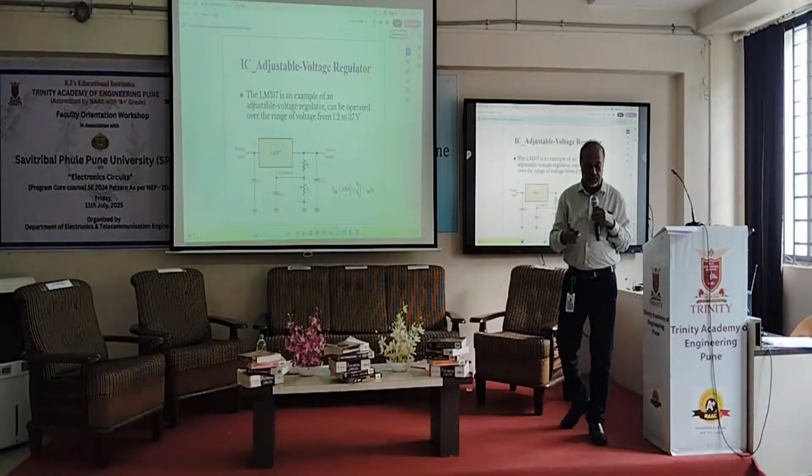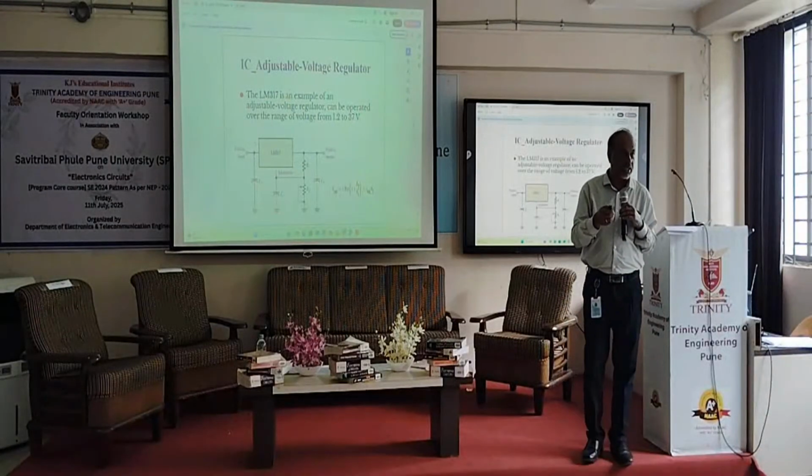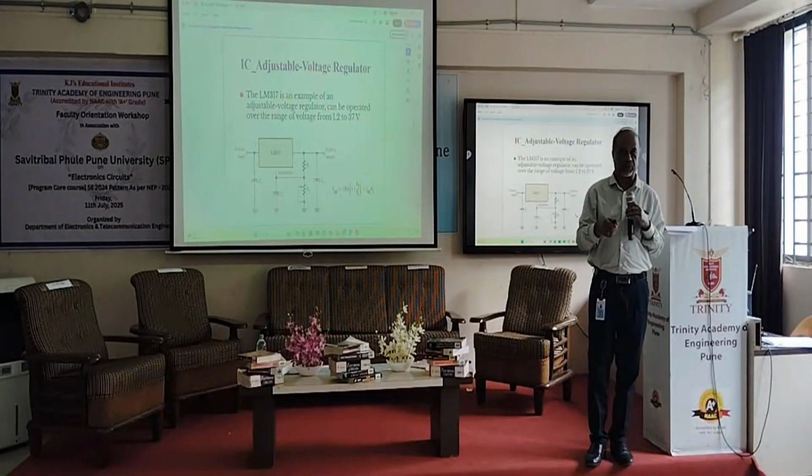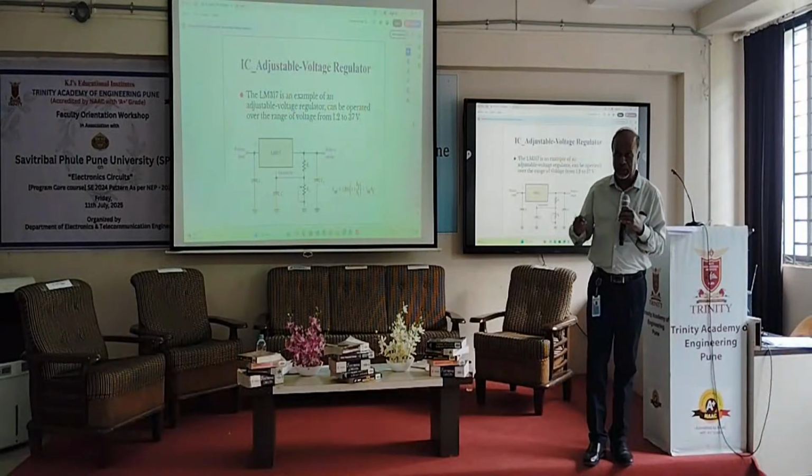So we can give a case study to students to design a voltage regulator from 0 volts to 37 volts, where one Zener diode is to be connected in this circuit, and that circuit can be lifted below that 1.2 so that it will start from 0 volts to 37 volts.